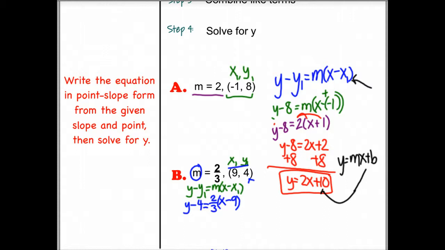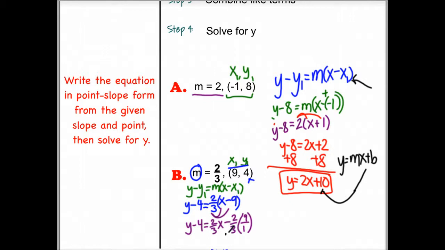Now what we do is bond this through to the x and to the negative 9. So we have y minus 4 equals 2/3 x minus 2/3 times 9. I'm going to write it as 9/1, and I'll show you why. So we can do 2/3 times 9.